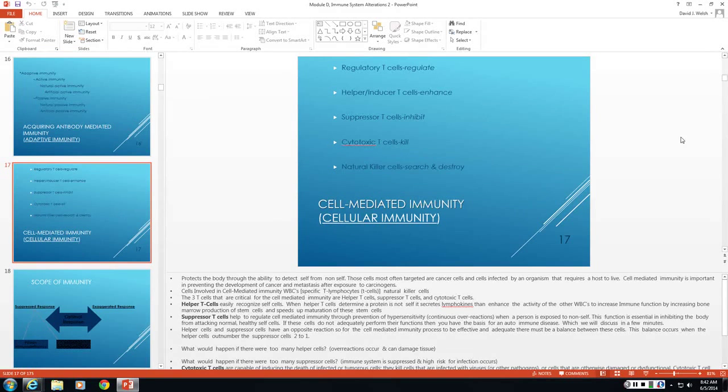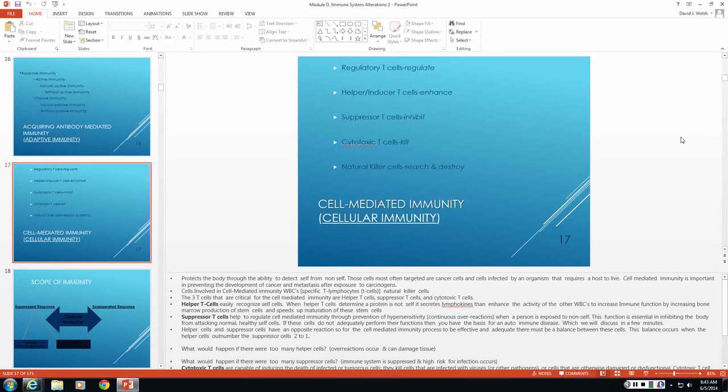So now we're going to talk about cell-mediated immunity, or cellular immunity. This protects the body through the ability to detect self from non-self. Now, these cells most often target cancer cells and cells infected by an organism that requires a host to live. Now, cell-mediated immunity is important in preventing the development of cancer and metastasis after exposure to carcinogens. Now, the cells involved in cell-mediated immunity are your white blood cells, and these are specifically the T lymphocytes, or T cells, and the natural killer cells.